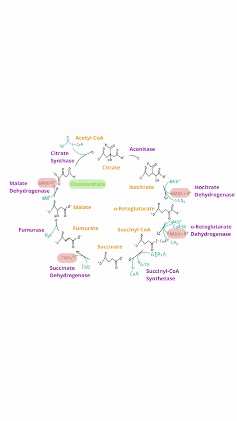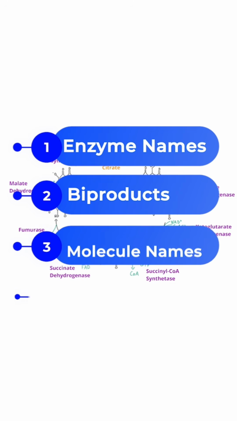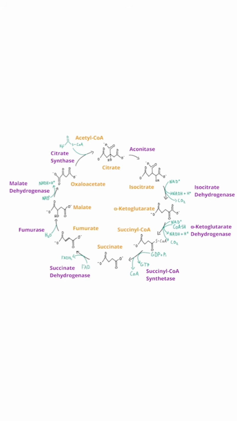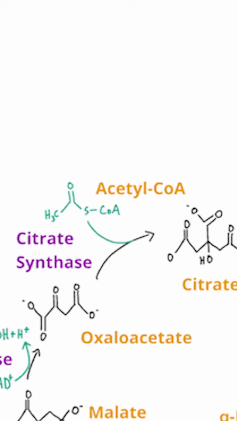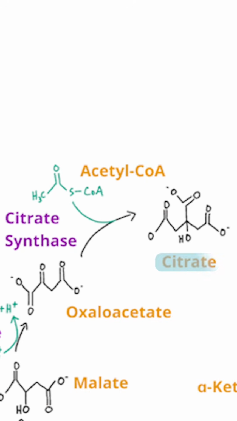The MCAT can test you on pretty much anything that's on the Krebs cycle, from the enzyme names, the byproducts, the molecule names, or the molecular structures. But unless you have an abundance of time, you're going to have to prioritize memorizing some of these things over others. The most important thing you need to have memorized is the structure and name of acetyl-CoA. You also want to memorize that this first step that produces citrate is carried out by citrate synthase.